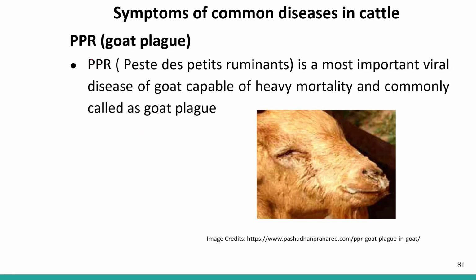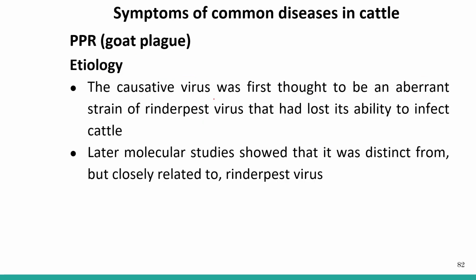Let us start with PPR, that is peste des petits ruminants. This is the name of this disease, commonly known as goat plague. It is the most important viral disease of goat, capable of heavy mortality, and commonly called goat plague. It is a very common viral disease in goats, and it causes a high rate of mortality.